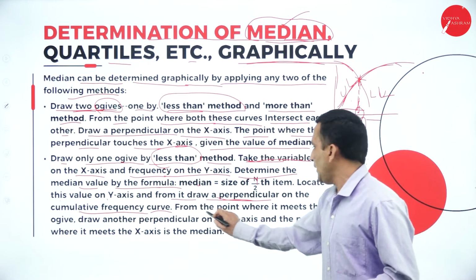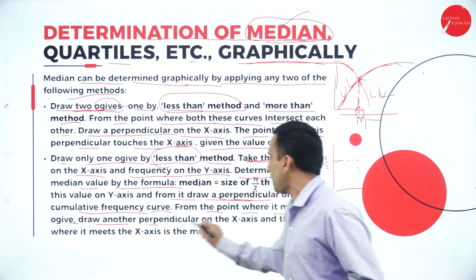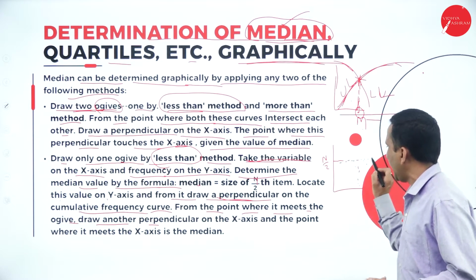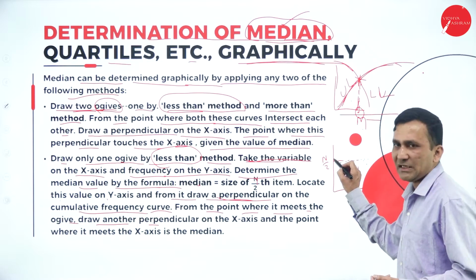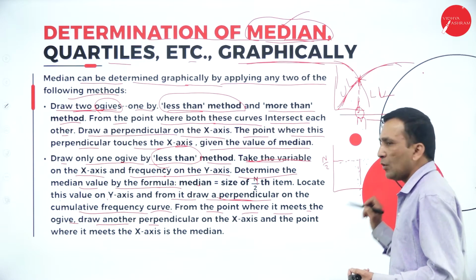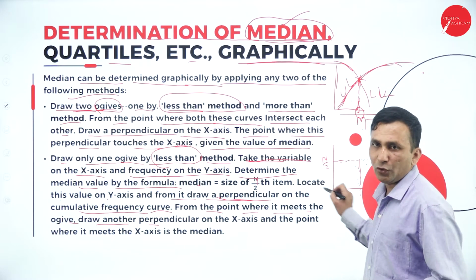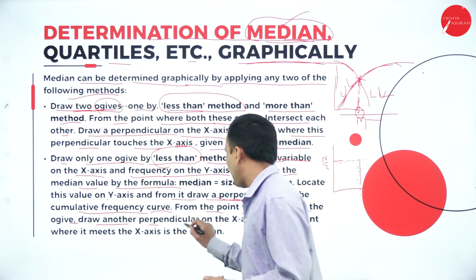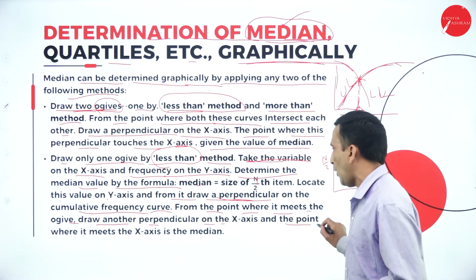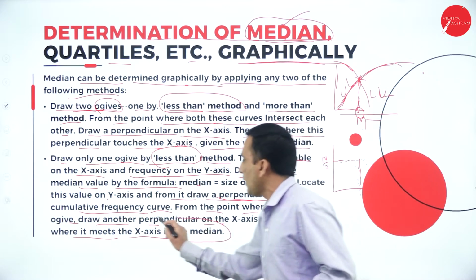Okay, so from the point where it meets the ogive, draw another perpendicular, now a dotted one, going from the y-axis and extending just opposite to the x-axis. Now we are able to identify both points. So from the perpendicular on the x-axis, the point where it meets the x-axis is called the median.